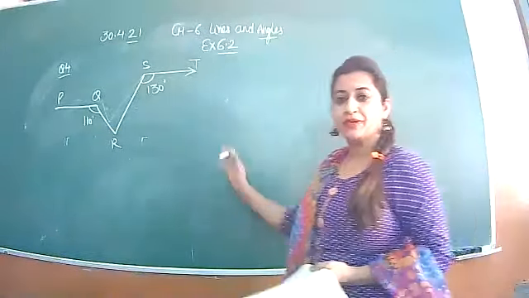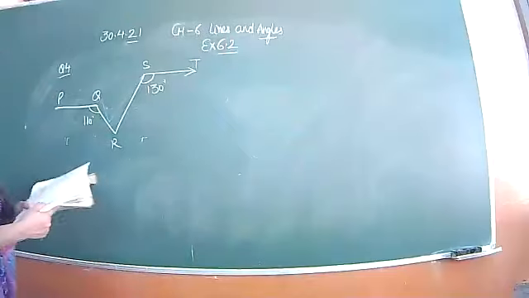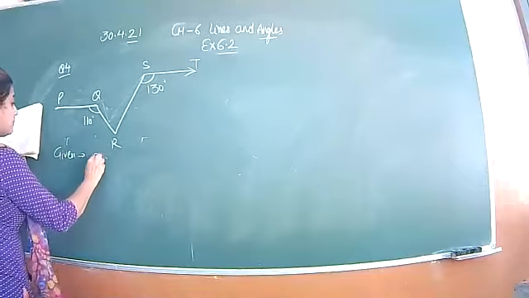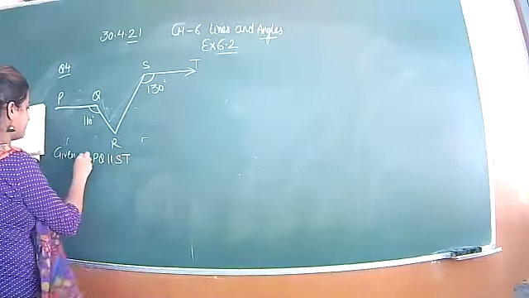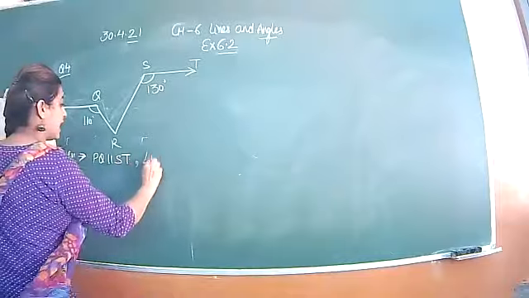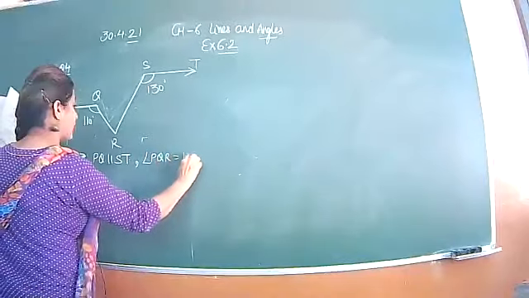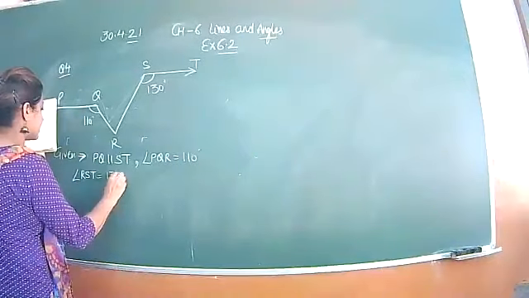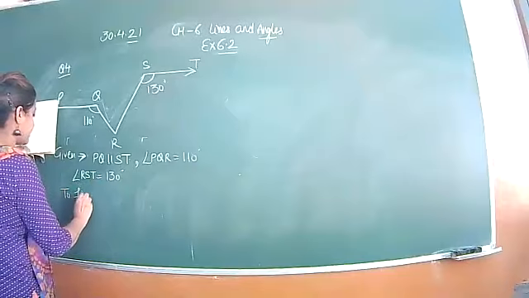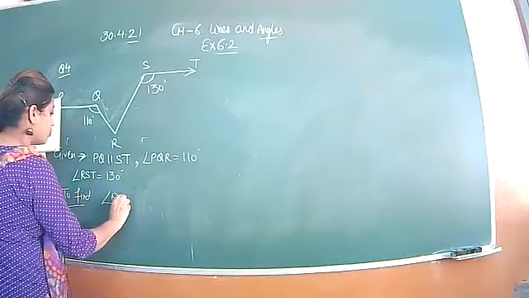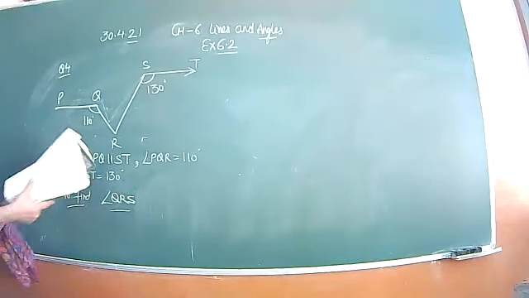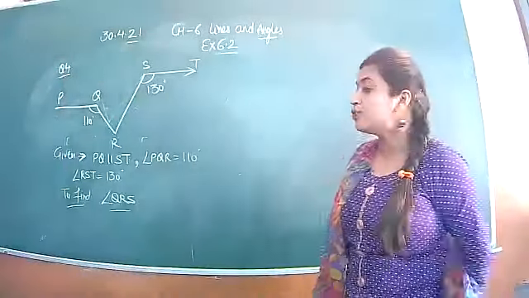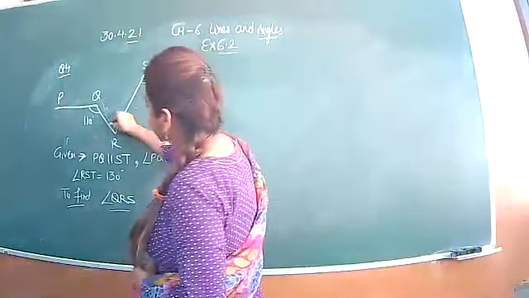Question number 4, figure I have drawn. Let's write the given part first. Given: PQ is parallel to ST. Angle PQR is equal to 110. Angle RST is equal to 130. To find: angle QRS we have to find. QRS is this angle.